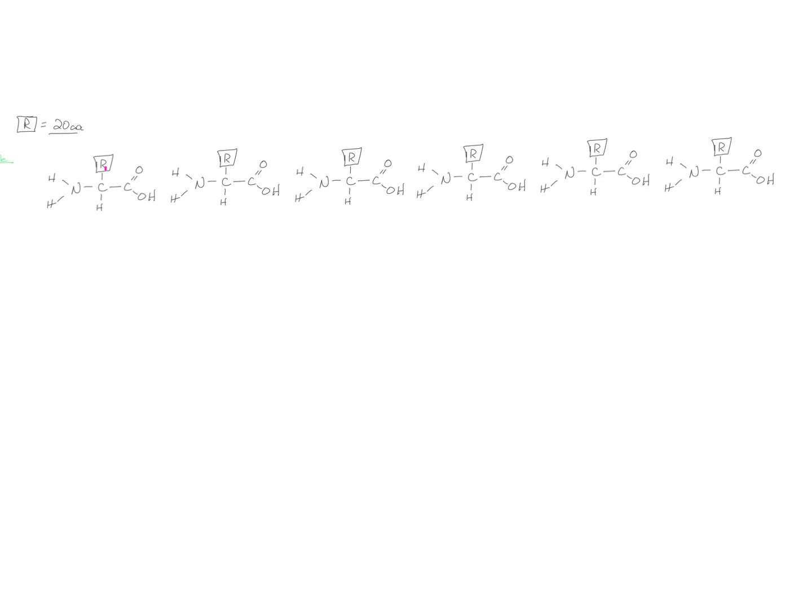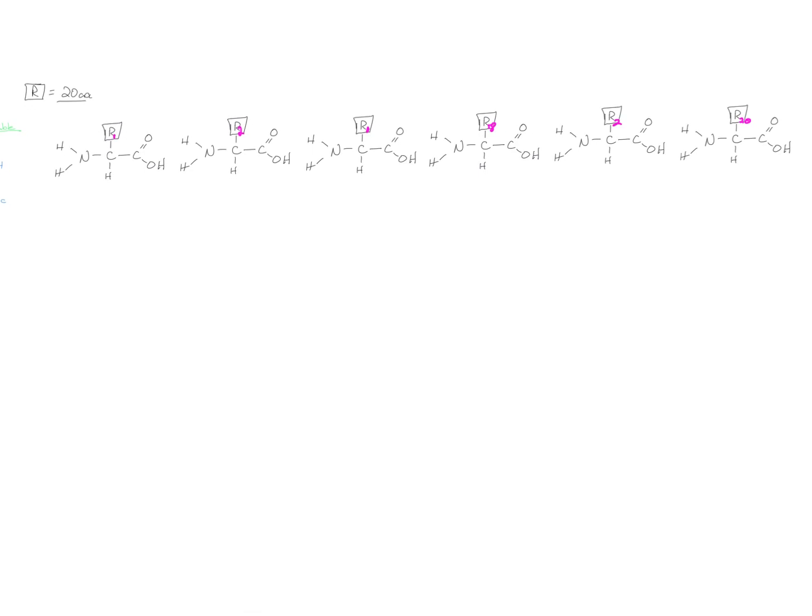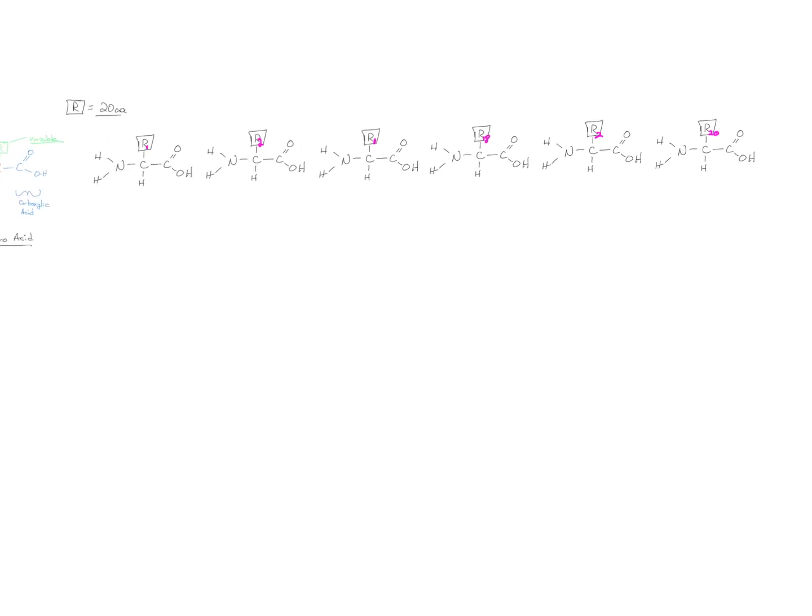You have an R1, might be a small group. R2 might be a big group. You may have another R1 here. Maybe this is R18. Remember, there's 20 different ones. Maybe this is R2. And maybe this is R20, right? Each one of these groups has different qualities. Some are big, some are small, some are acidic, some are basic. There's just a bunch of different qualities to each R group.